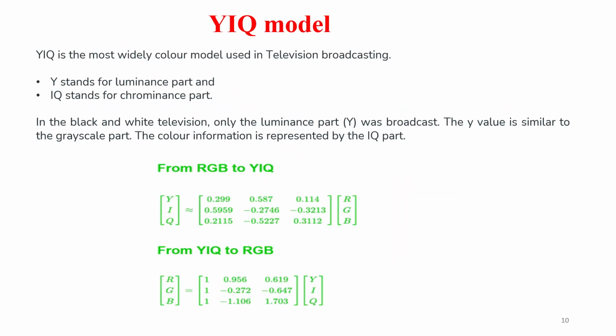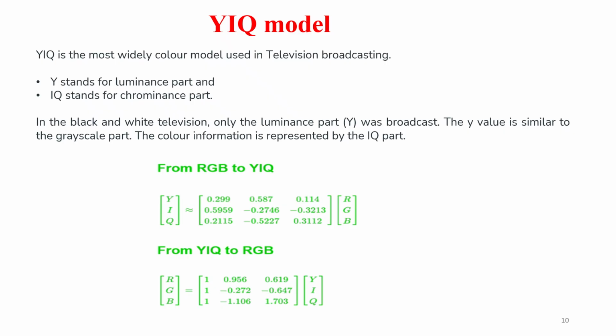Next comes the YIQ model. YIQ is the most widely used color model in television broadcasting. Y stands for the luminance part, IQ stands for the chrominance part. In black and white television, only the luminance part was broadcast. The Y value is similar to grayscale. Color information is represented by the IQ part.